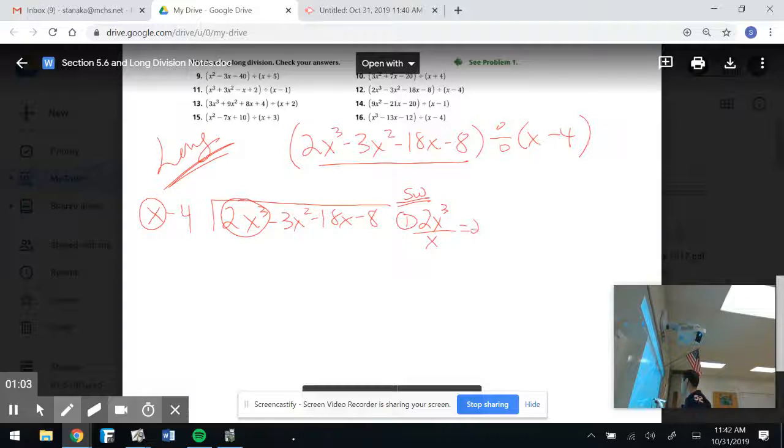If I divide that, we get 2x squared. That is your first answer. Line it above what it matches up with. After we do that, we multiply our first answer, 2x squared, by x and by negative 4, and put it down here. So 2x squared times x is 2x cubed. If the first terms match up, that means we did it right. 2x squared times negative 4 is negative 8x squared.